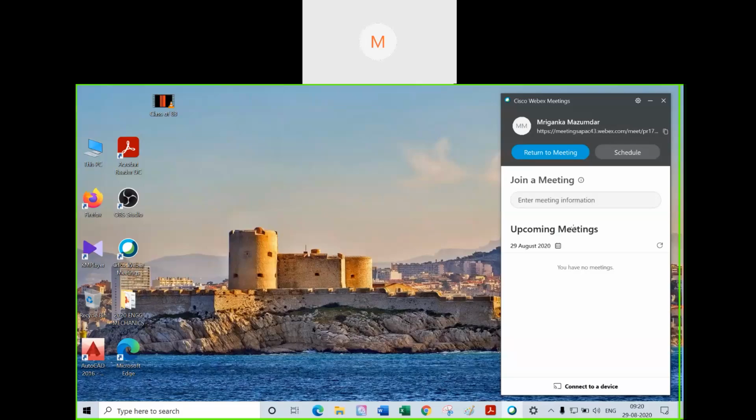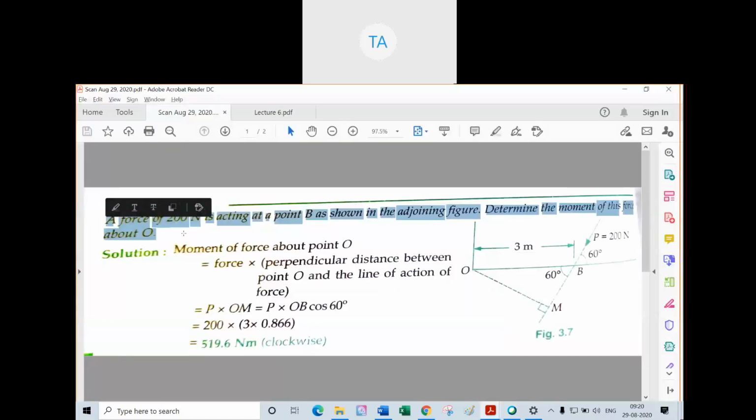Are you able to see the numerical, students? Did you get the question? This is the question, na? So this is how it is done. If anyone has not done it, you can just note down how it is being done. Do I need to explain it to you? Does anyone need an explanation of this numerical?